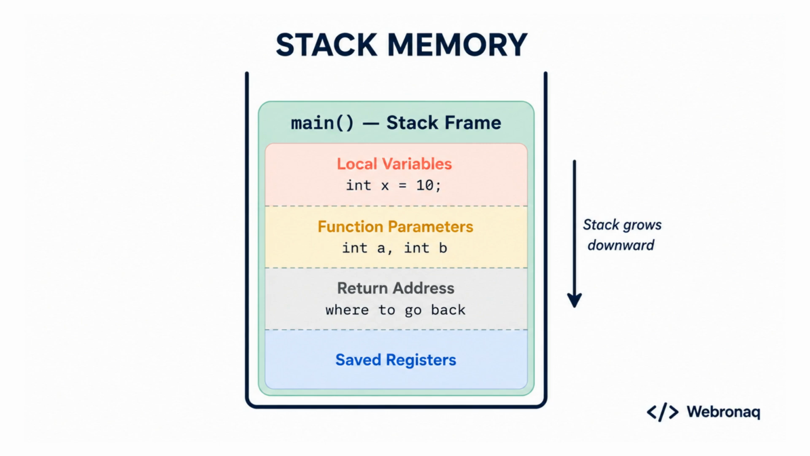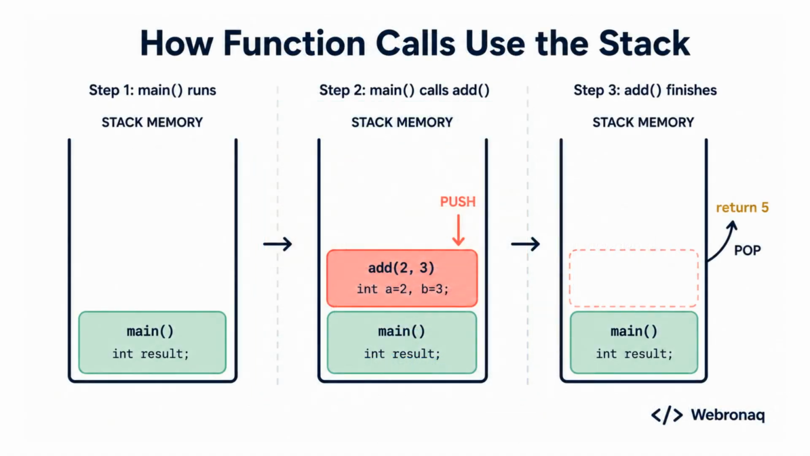So every function call gets its own private little box on the stack. And here's where it gets really interesting. What happens when one function calls another? That's where LIFO truly shines. Alright, let me show you how this actually plays out when your program runs.